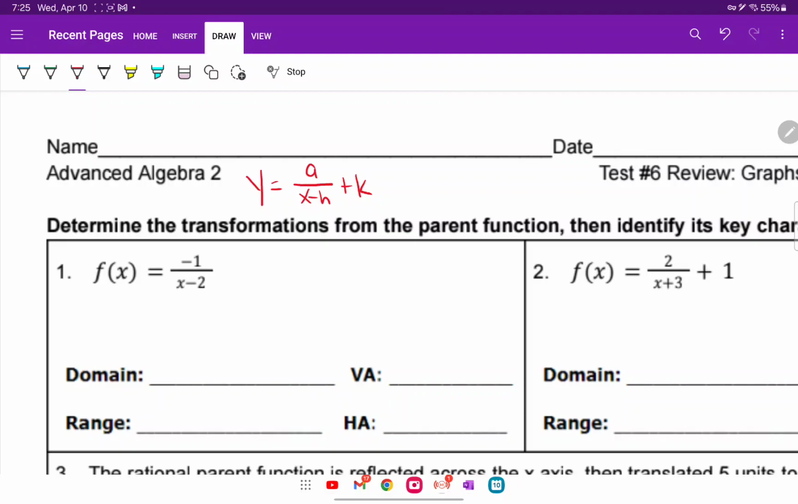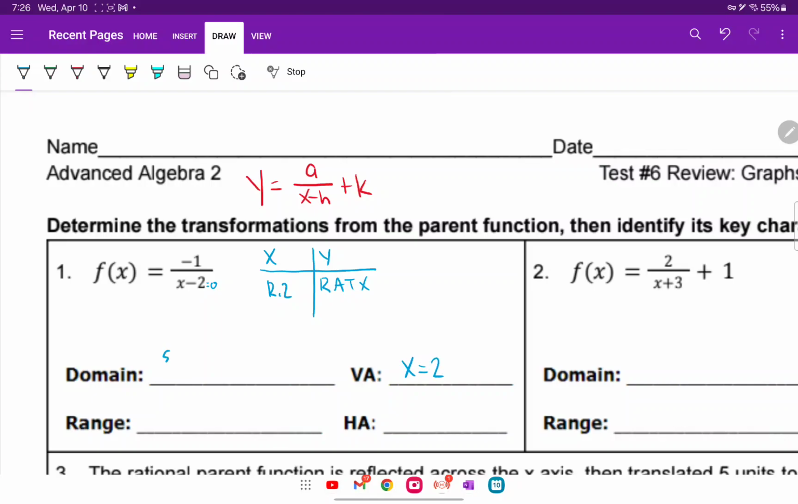All right, for number one, let's first start with the transformations. So we have x, we have y. So that negative on the top reflects it across the x-axis. And on the bottom, x minus 2 becomes right 2. So our vertical asymptote, if we just set the denominator, x minus 2, equal to 0 and solve it, we would get x equals 2.